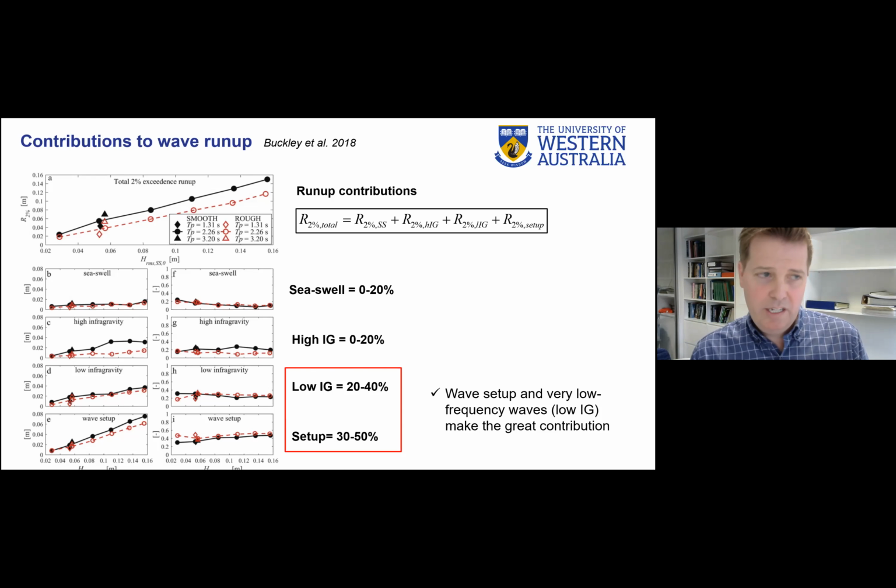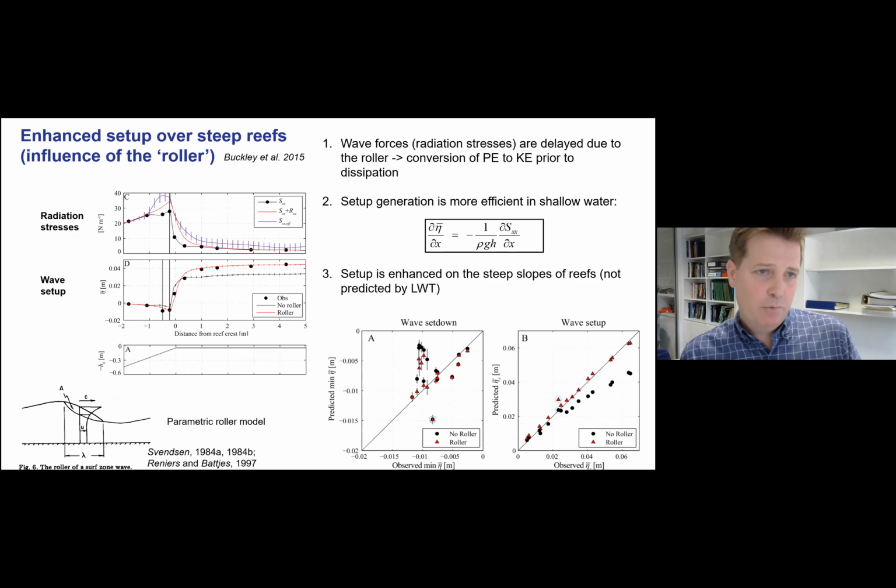The first thing I want to discuss is how wave setup is generated, and why we see such large wave setup values over reefs. The value of these experimental measurements is that we have really detailed observations through the surf zone. From the water level measurements, we can get an estimate of radiation stresses. Radiation stresses are a representation of the excess momentum flux of waves, and gradients and changes in those radiation stresses provide wave forces that drive setup.